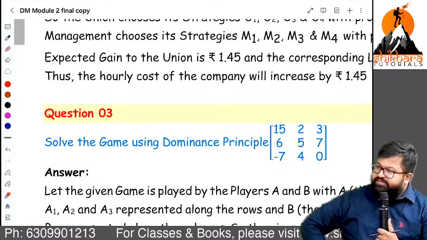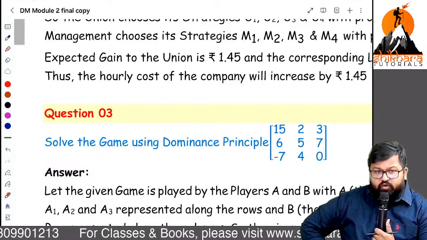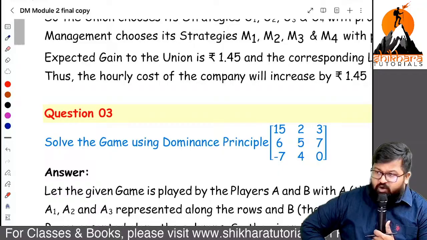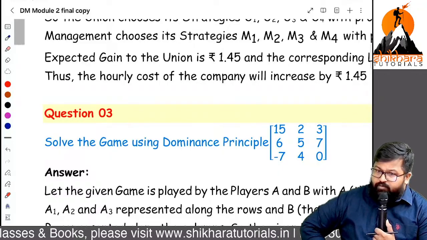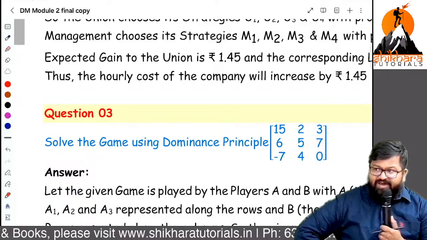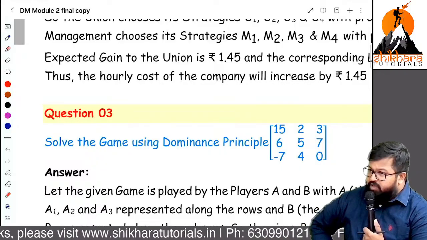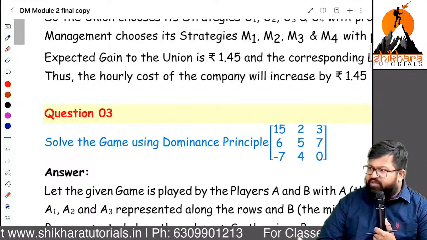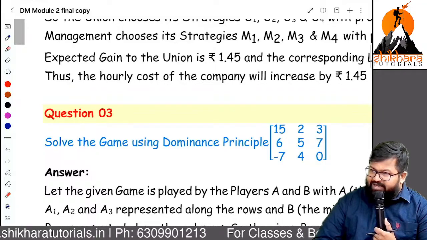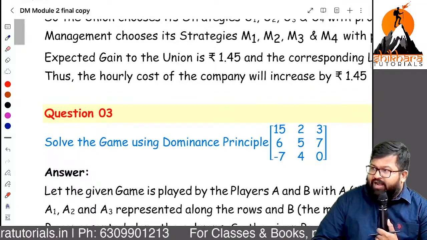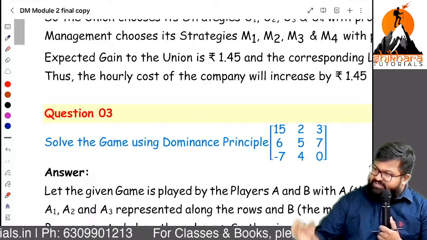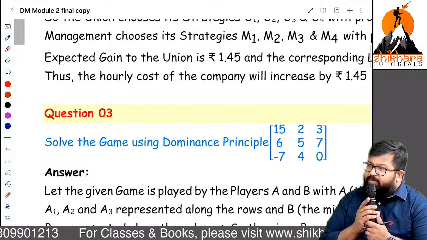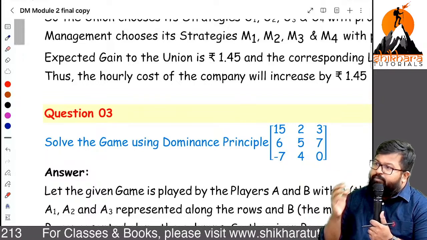The matrix is -15, 2, 3, 6, 5, 7, -7, 4, 0. Once this part is done, I know that you have the knowledge of how to do it, but follow the steps, because stepwise marking is there in the exam. Has he mentioned anything regarding player A and player B? The usual thing that is common: let us assume player A is a maximizing player and player B is a minimizing player, same as our first question. But here, what is the order of the matrix? 3 by 3. So A1, A2, A3, B1, B2 and B3.